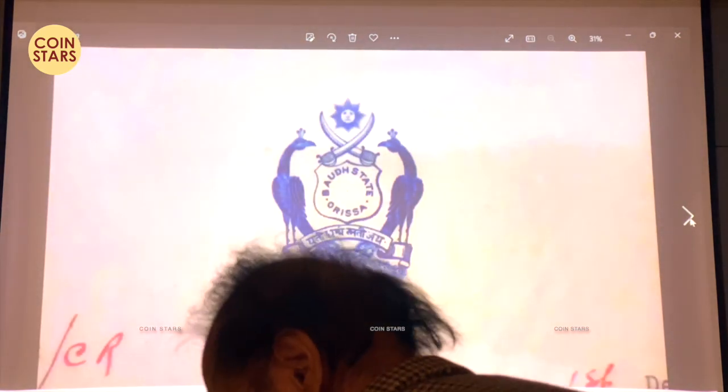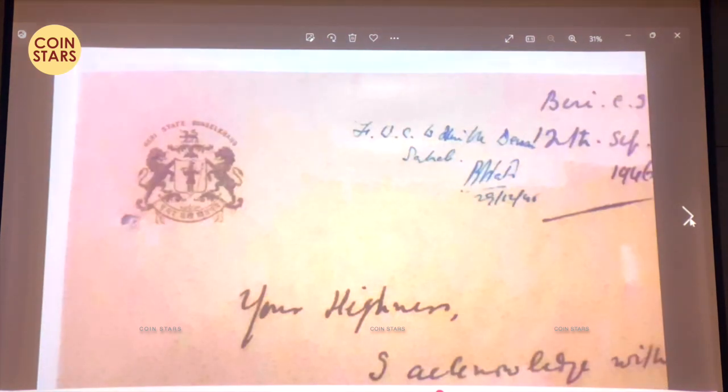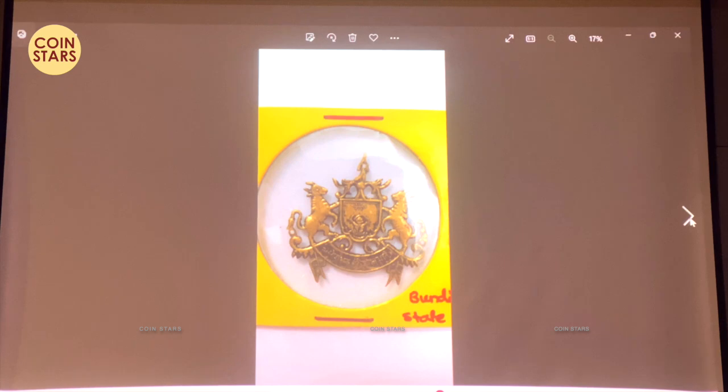Next, this is Baudh state, Orissa. Beautiful monogram with peacock and a sun face here and swords. Next, this is Beri state in Bundelkhand. Date is 1946. Next, this is Bundi state.